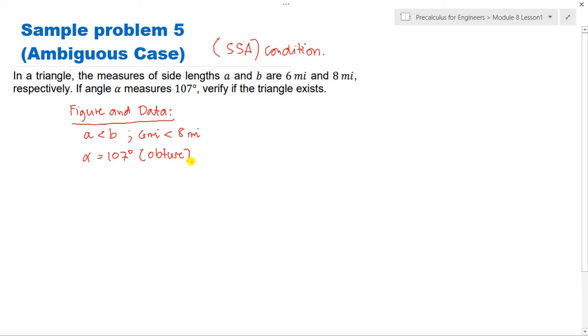For an obtuse angle, that is under condition 1. For condition 1, our possible drawing is like this. This is alpha, and of course this is B. Since B is bigger and A is smaller, this is A. Therefore A does not reach the expected line, our side C. So therefore no angle can exist, so no triangle exists.